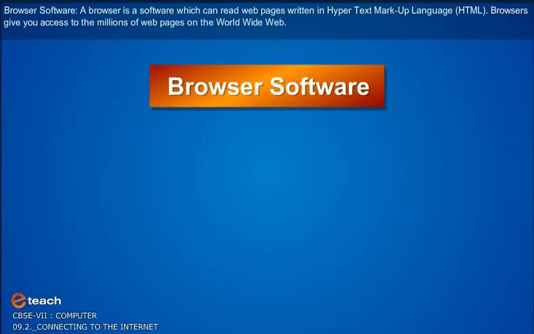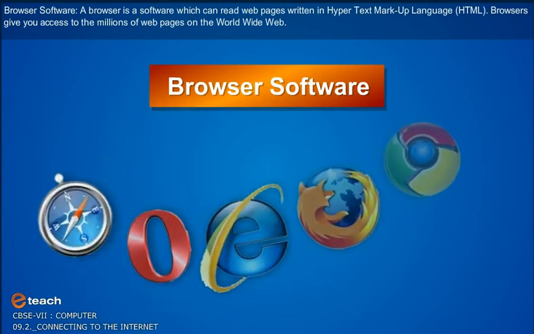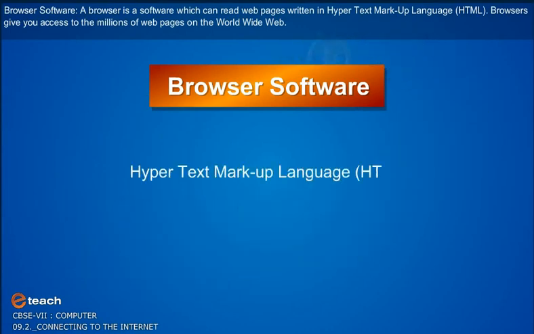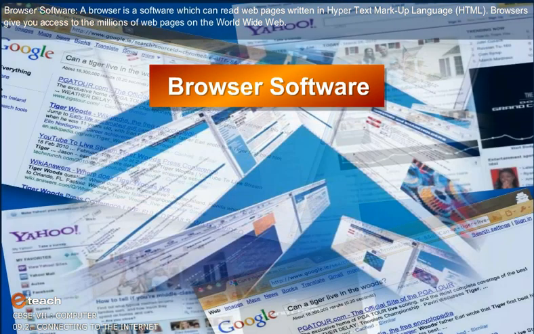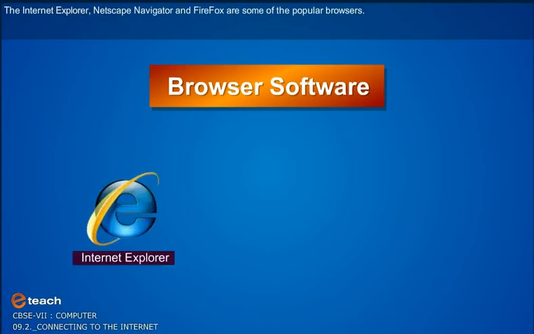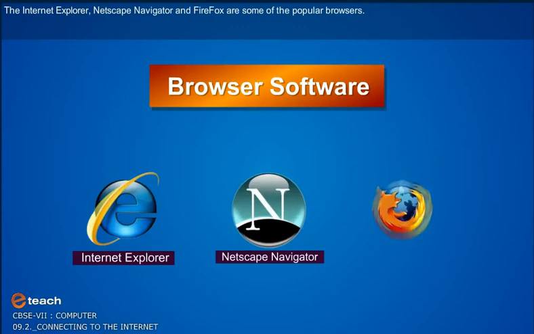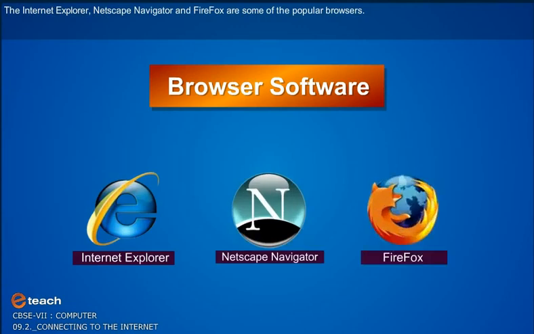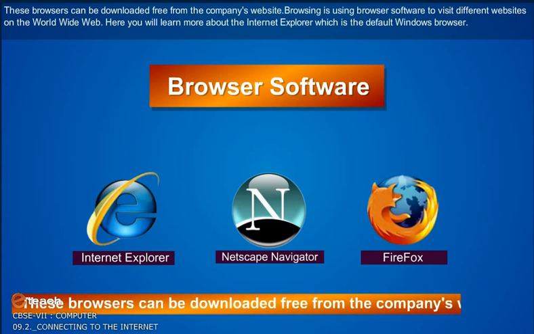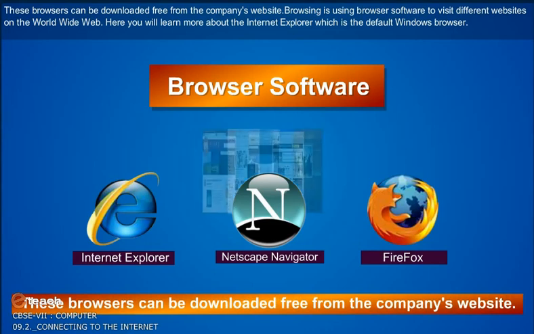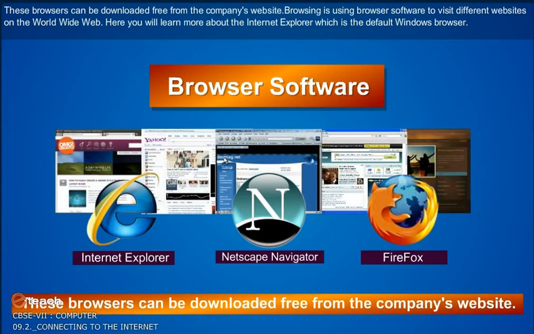Browser software. A browser is a software which can read web pages written in hypertext markup language, that is HTML. Browsers give you access to the millions of web pages on the World Wide Web. The Internet Explorer, Netscape Navigator, or Firefox are some of the popular browsers. These browsers can be downloaded free from the company's website. Browsing is using browser software to visit different websites on the World Wide Web.